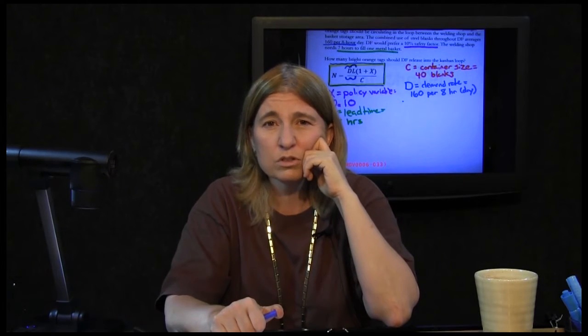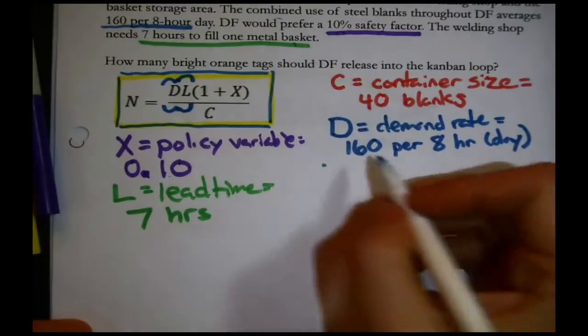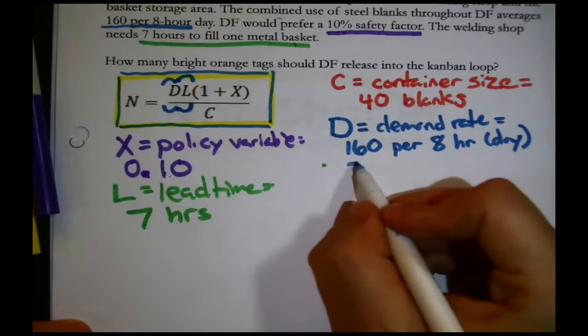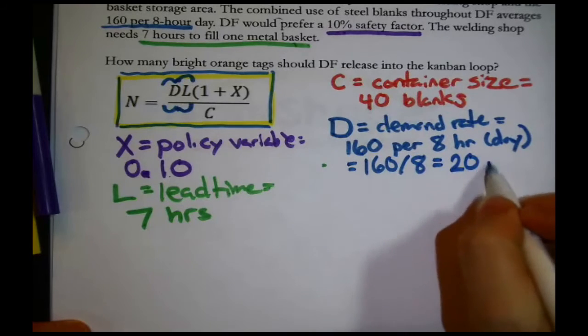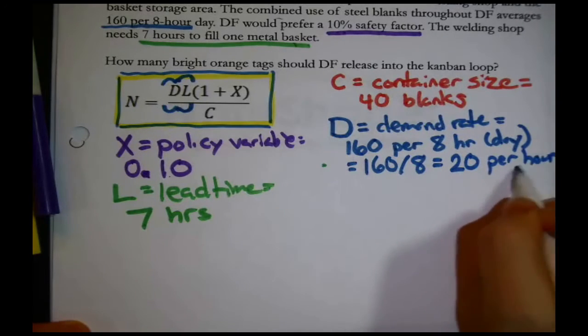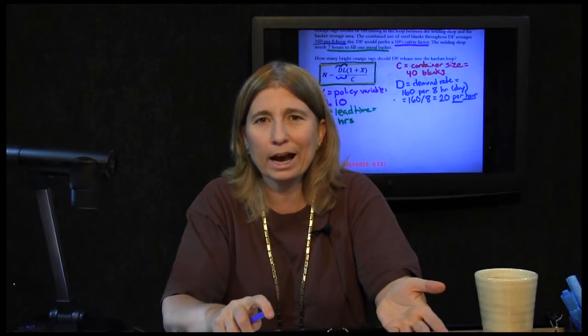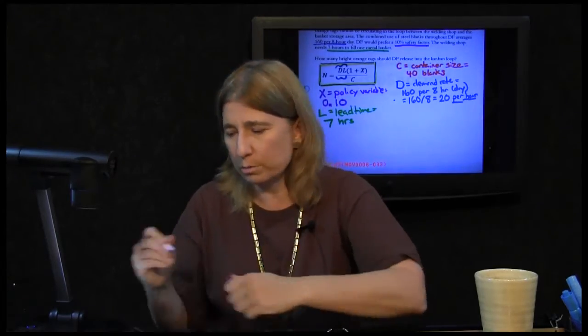L's in hours, so let's make D an hourly rate. It is 160 per 8 hours, but I want it to be an hourly rate, so I just say 160 divided by 8. This is just logic. It reveals that they're using up these steel blanks at a rate of 20 an hour. Perfect. That's the number I need for filling out the formula, because that one matches L, so to speak.